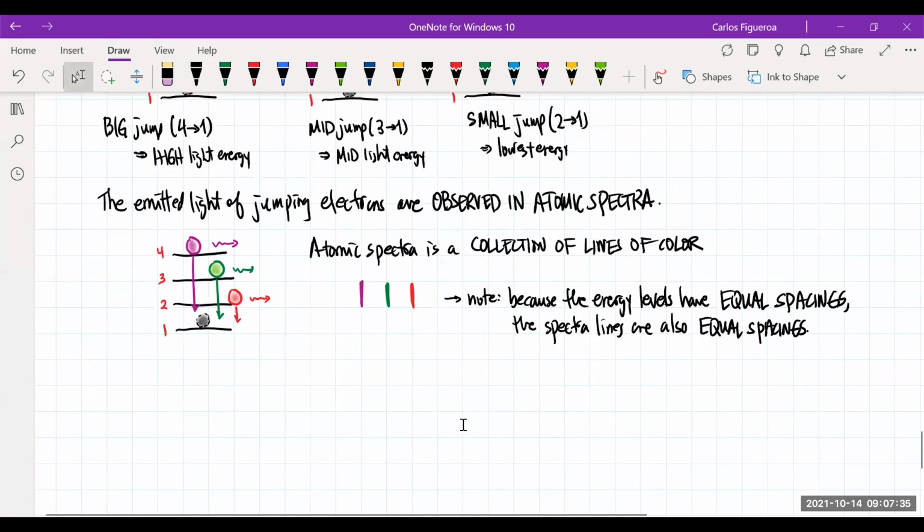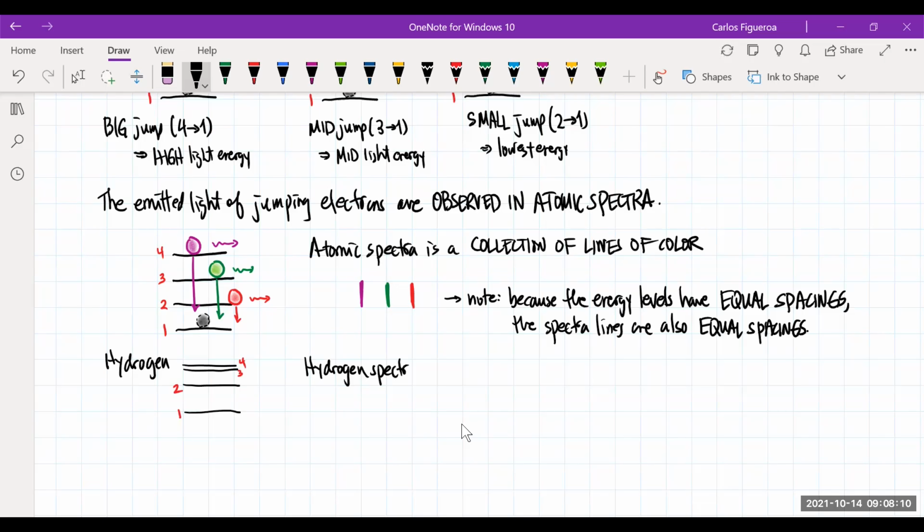So here's another one. We talked about this earlier. It turns out that hydrogen has a unique atomic spectra. So if you look at hydrogen, it looks like this. So you go 1, 2, 3, 4. So this is 1, 2, 3, 4. So when you look at the spectra, this would be sort of like the hydrogen spectral lines.